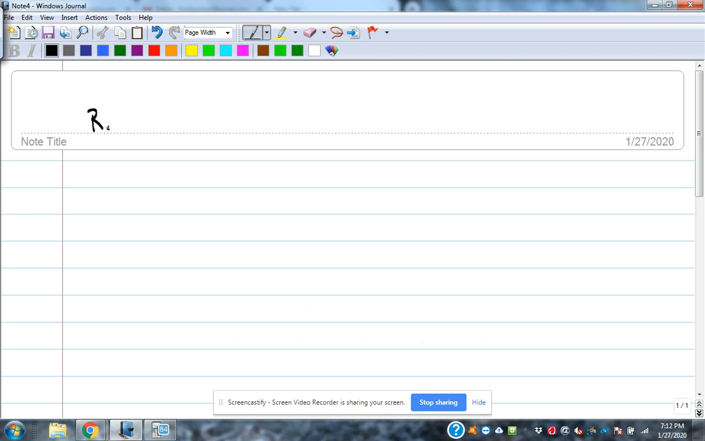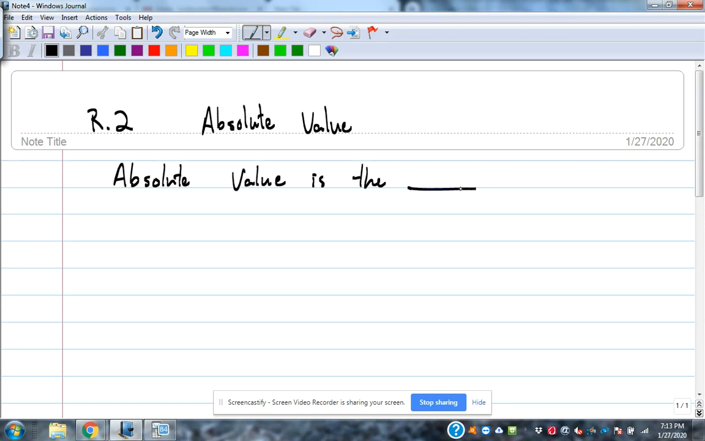So we're going to start with section R2 in your book, talking about absolute value. Absolute value is what? Does anybody know? From where? Nope. 0. Distance from 0. So absolute value is a distance from 0.